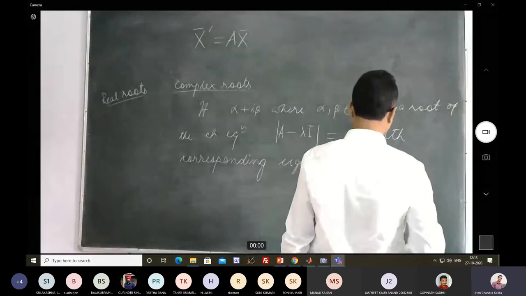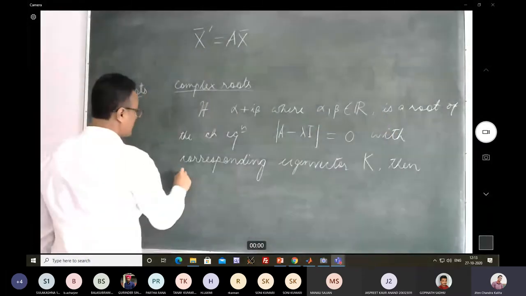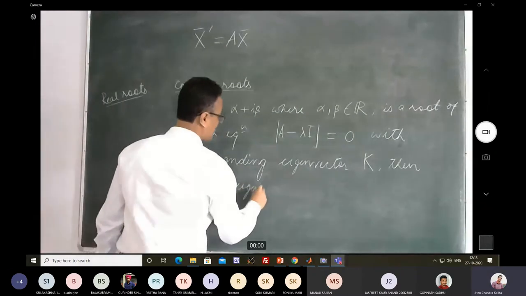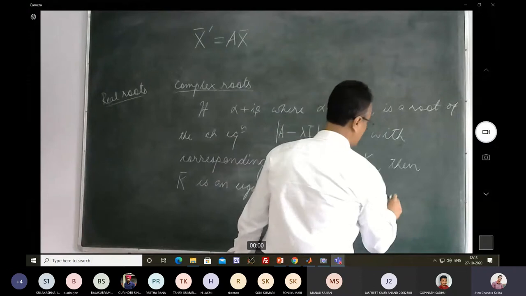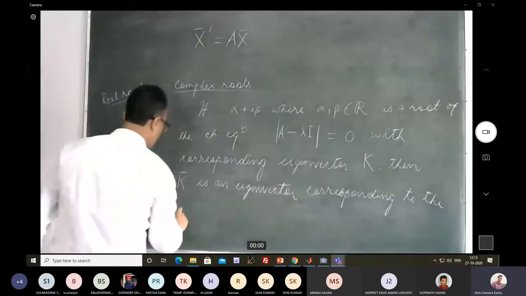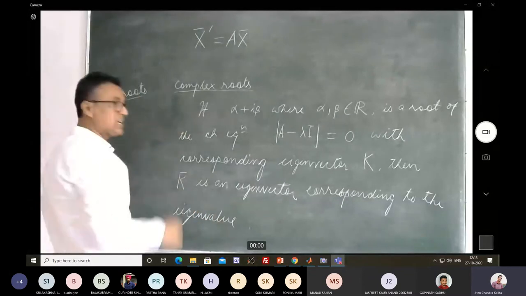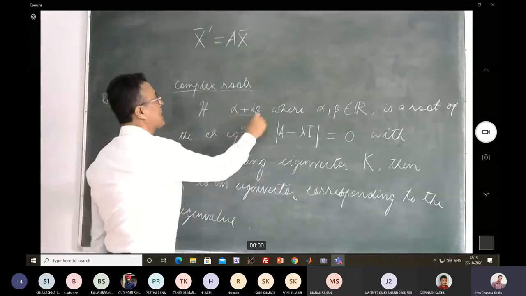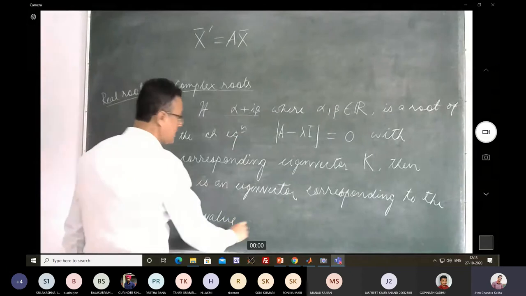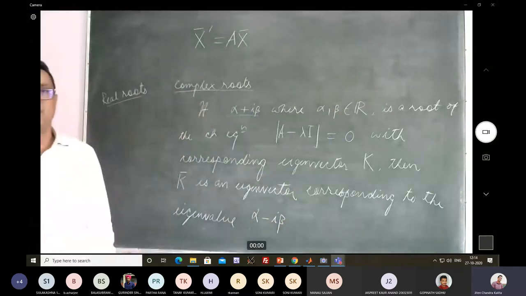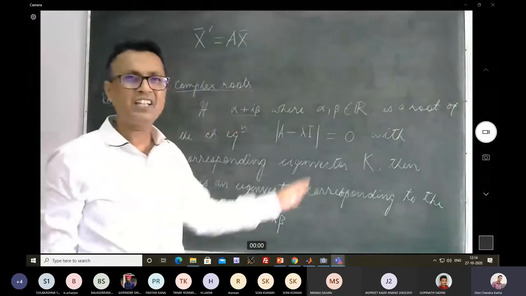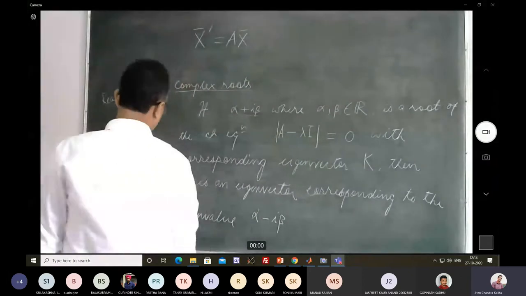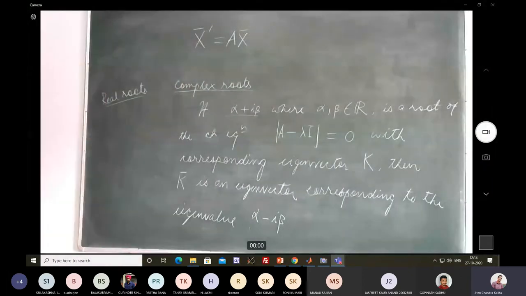So then k is going to have complex entries, and k bar is the eigenvector corresponding to the conjugate root, since complex roots occur in conjugate pairs. If alpha plus i beta is a root of the characteristic equation, then alpha minus i beta is also a root. And k bar is nothing but the complex conjugate of the vector k. Is it okay, everybody? I think you already know this, but there are certain things associated with it. You may consider this as fact one, or theorem one.